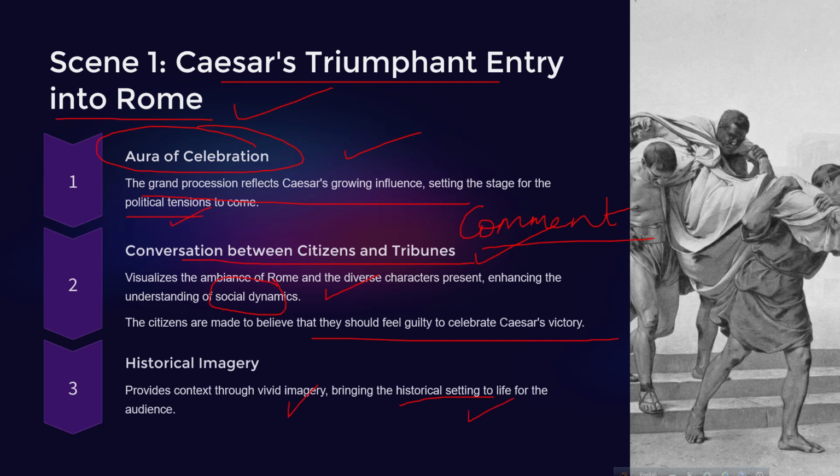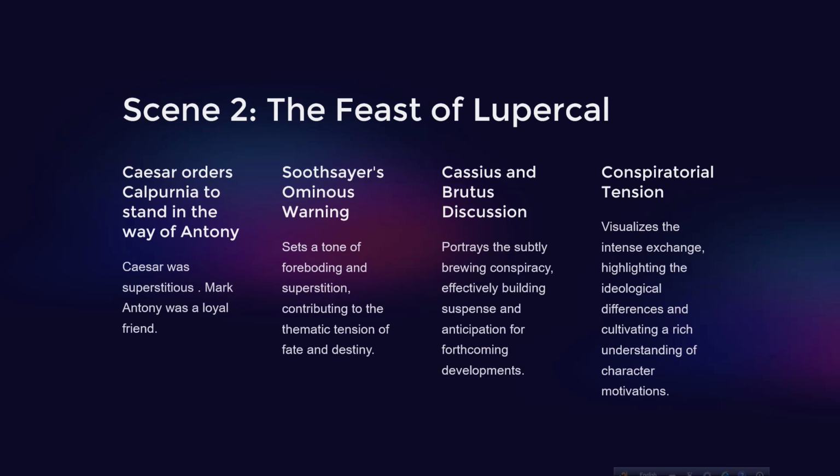In scene 2, we see that, first of all, everybody is gearing up for the festivities. So Caesar orders his wife Calpurnia to stand in the way of Antony. Now Antony is running the holy chase, the holy run, which happens during this time. And it is believed that if you participate in the holy chase, and if somebody even stands in the way, then you get purified, like all your sins are forgiven.